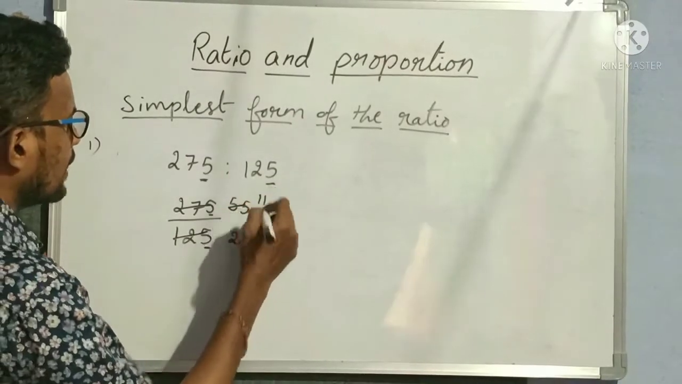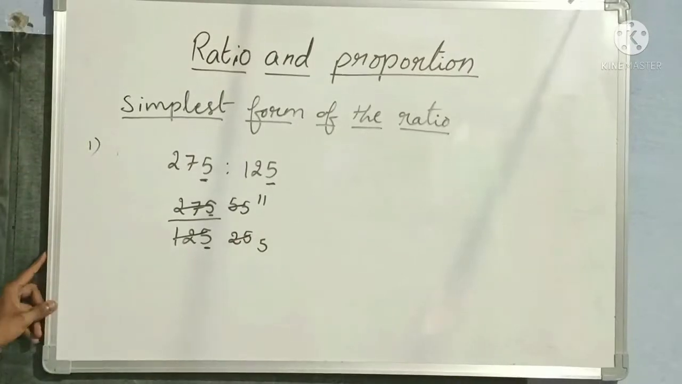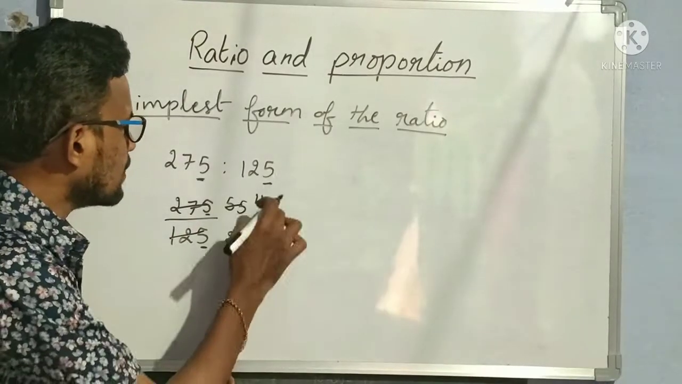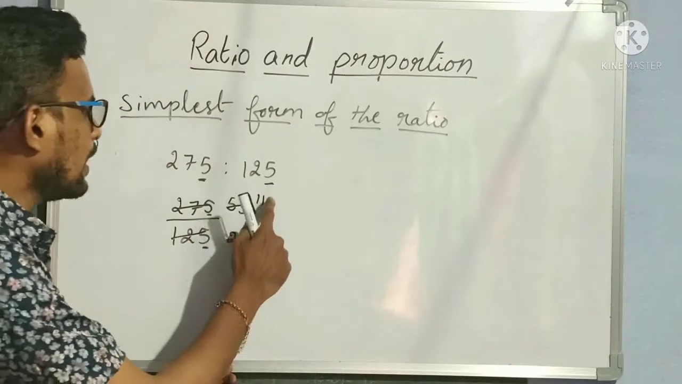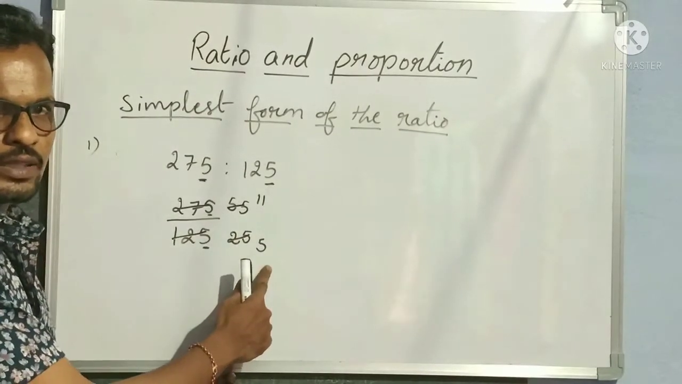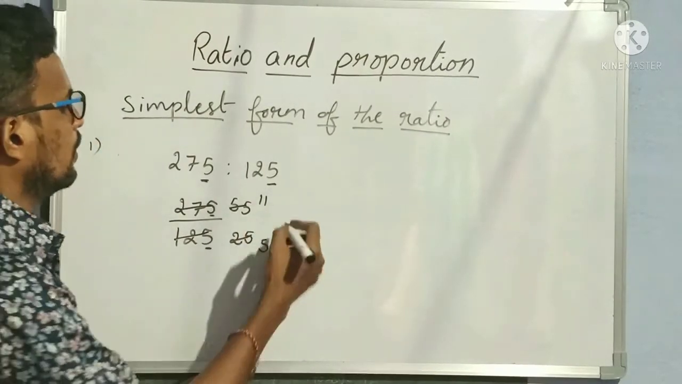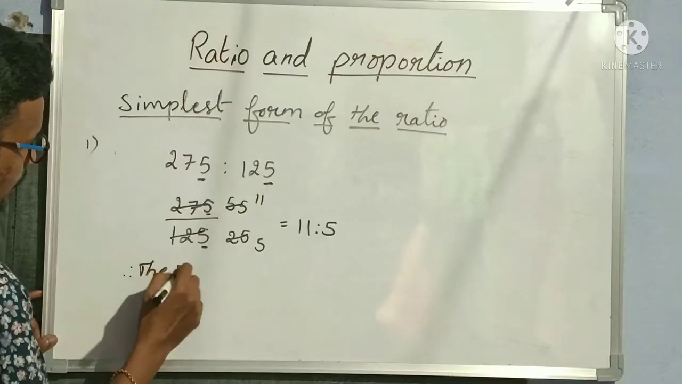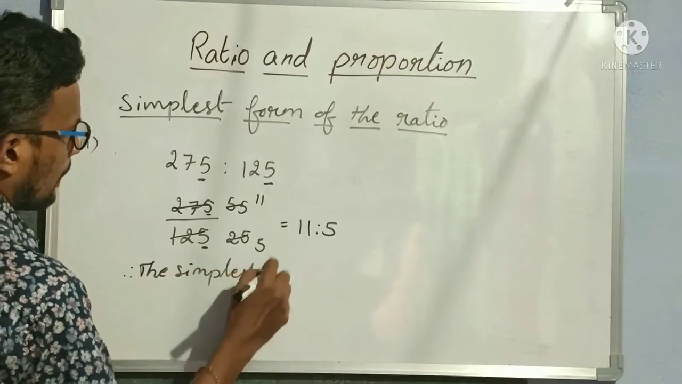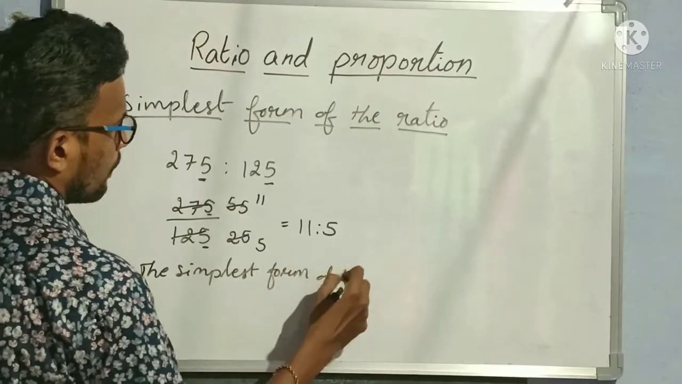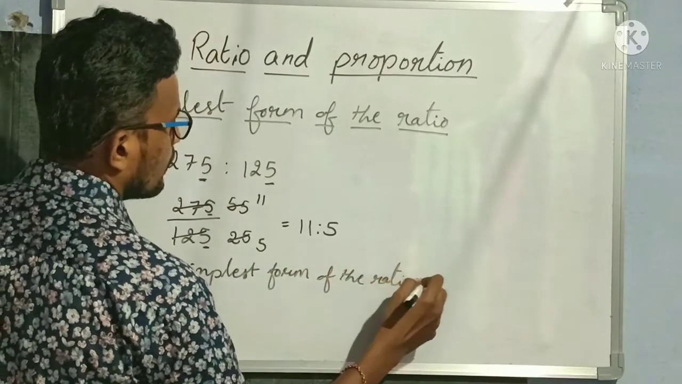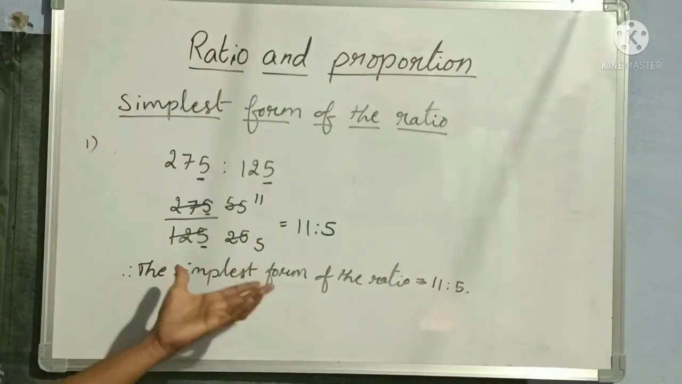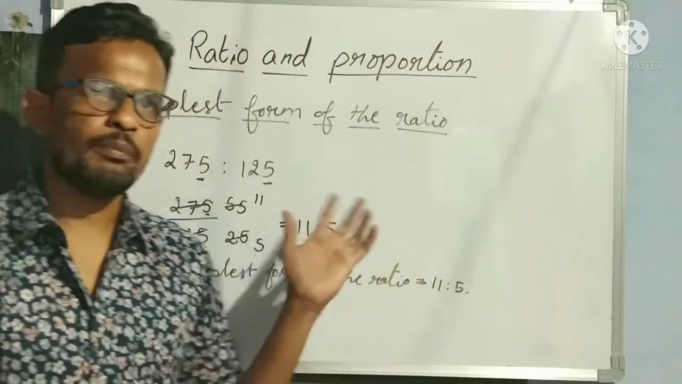Again we can cancel now. 5 11s 55. 5 5s 25. Now is it possible again to cancel? No, not possible. So these two numbers are co-primes now. Means they have only one as the common factor. Such numbers are called co-primes. So now we can write this in the simplest form as 11:5. Therefore, the simplest form of the ratio is equal to, what is the answer we got? 11:5. Understood? This is how we have to write a ratio in its simplest form.